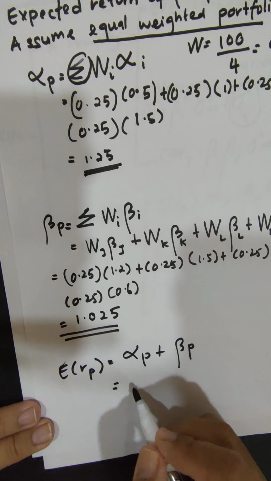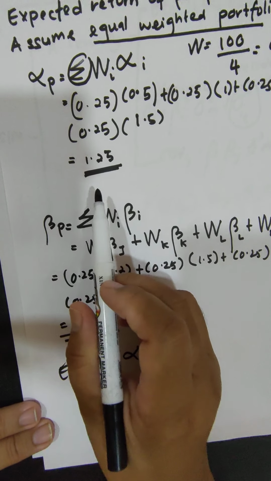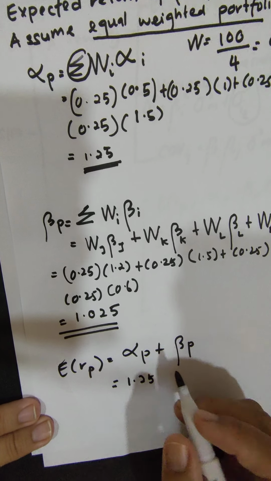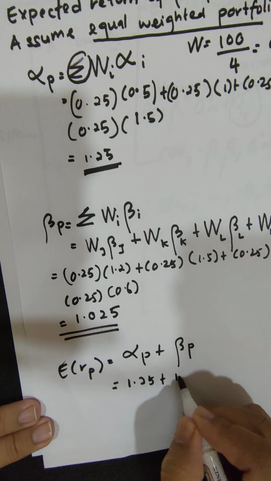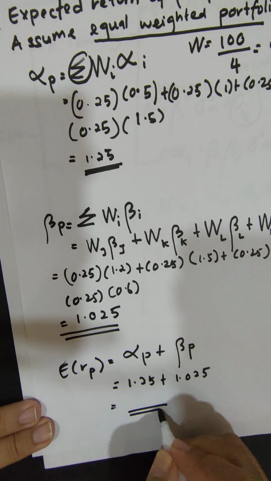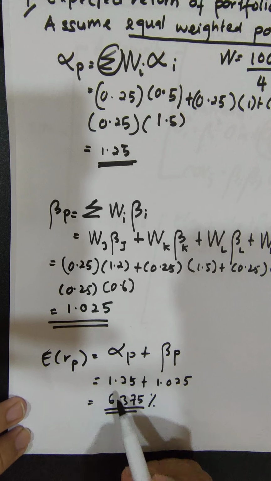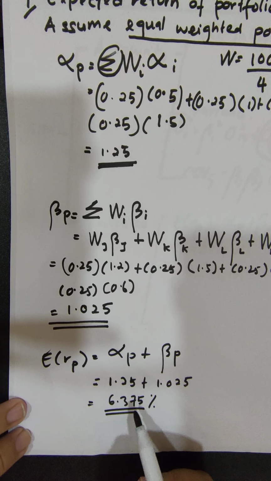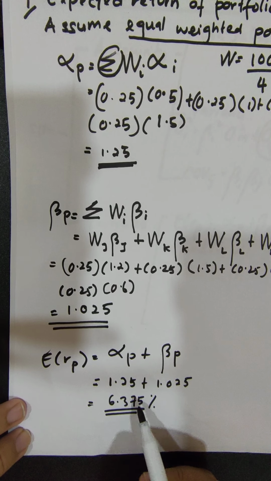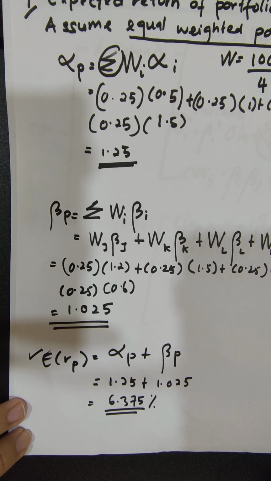So therefore, 1.25, the amount that we already got earlier on, and also 1.025. So you will get the figure. The figure that you will get is 6.375%. So this is just your expected return.